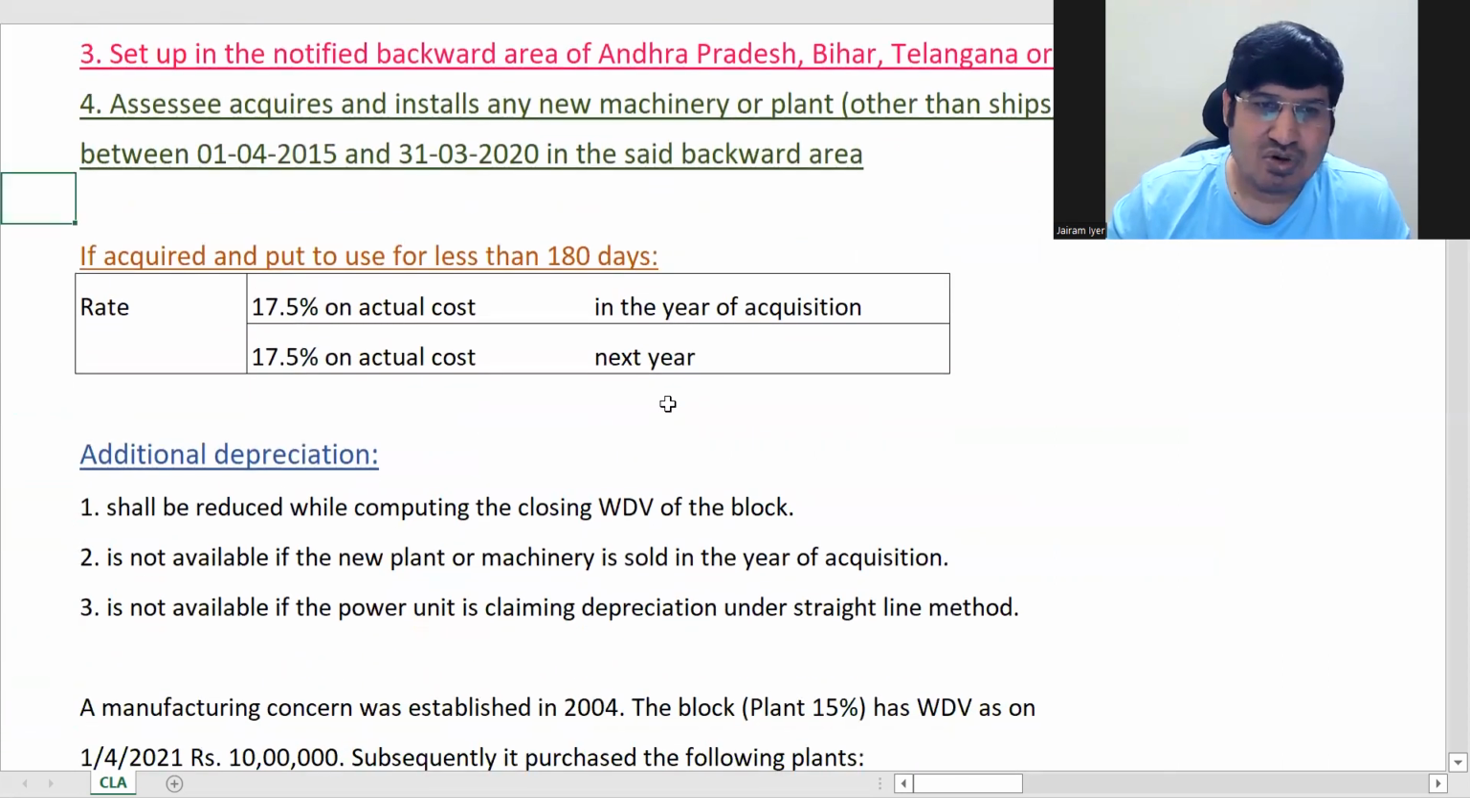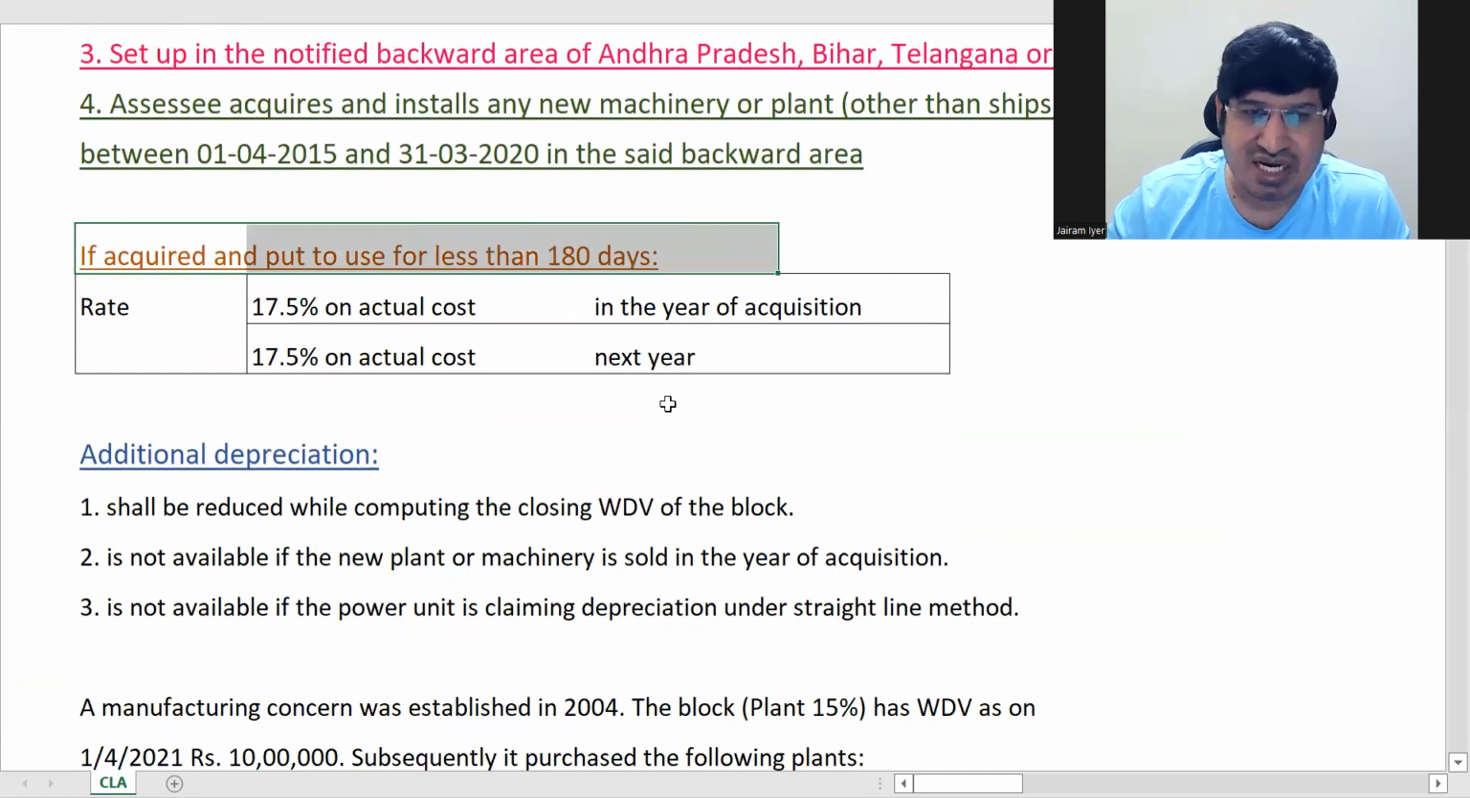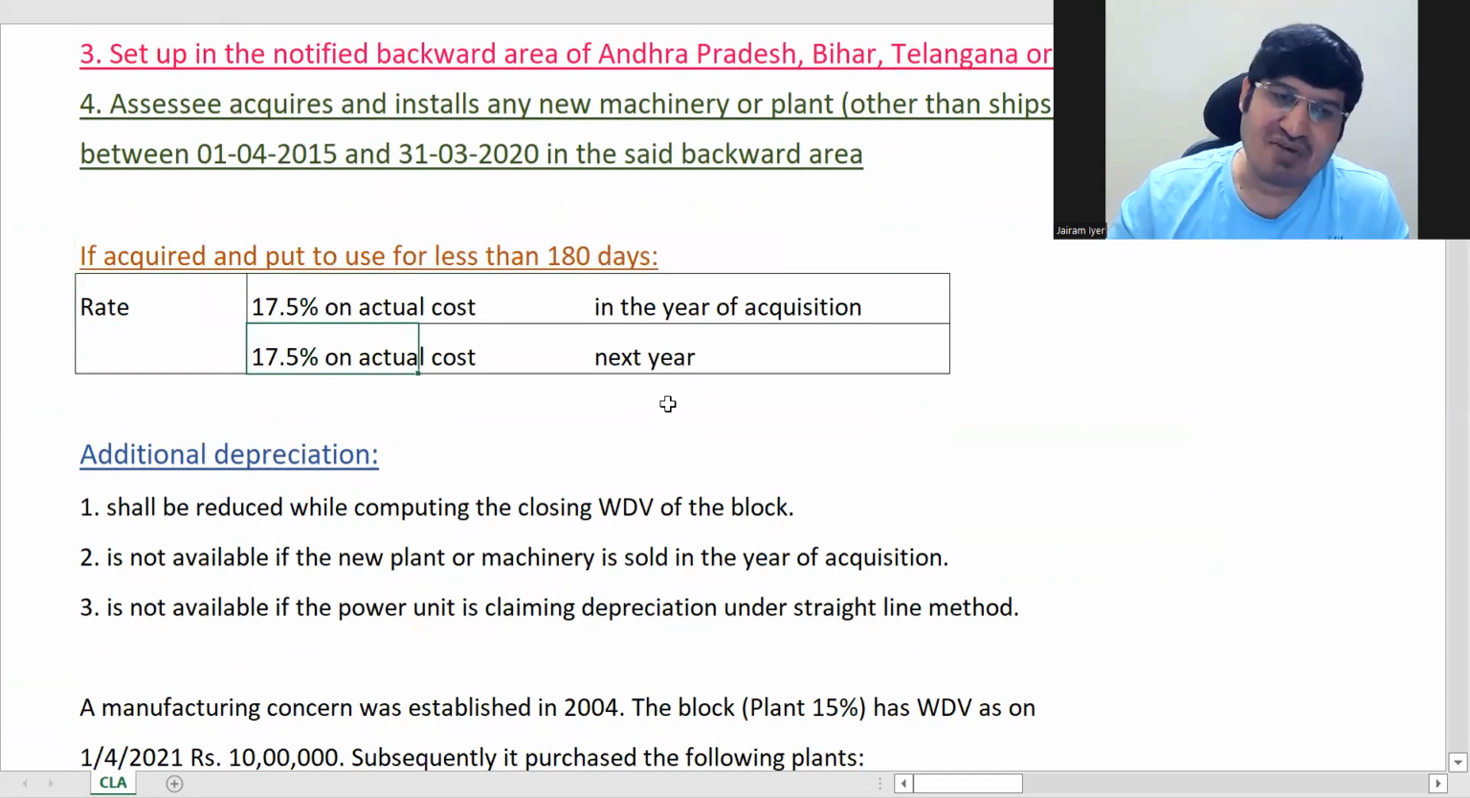And here also it is the same. If you have acquired and put it to use for less than 180 days, half in the year of acquisition, half in the next year. Half is 17.5% of 35%.